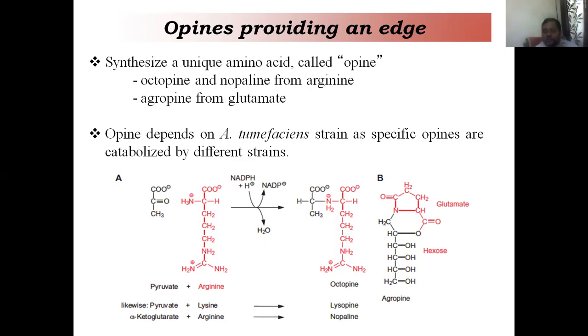This means that only a particular kind of strain can grow in this vicinity. This is like survival of the fittest. Because of this specificity provided by the opines, a particular Agrobacterium strain grows in the vicinity, and no other Agrobacterium strain can infiltrate, because it cannot catabolize the particular opine being synthesized. So this is part of the survival of the fittest mechanism: it does not let anything else grow in the vicinity.